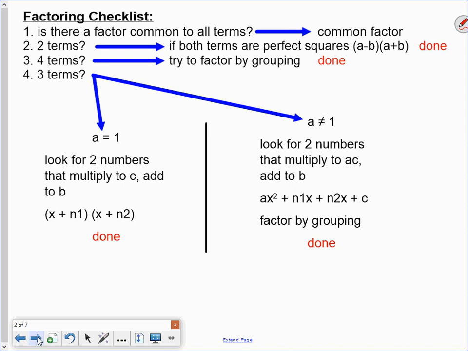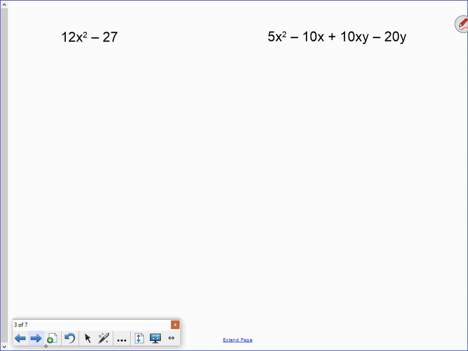If a is equal to 1, remember we're looking for 2 numbers that multiply to the last number and add to the middle number, and then we put those 2 numbers into the brackets, and then we're done. If a is not equal to 1, it's a little bit trickier. We have to look for 2 numbers that multiply to AC and add up to that middle number. We use those numbers to break up that middle term, and then we factor by grouping, and then we're done. So we'll go through some examples here where the idea is just that we're going to see what types of factoring we have to do in each one of these expressions.